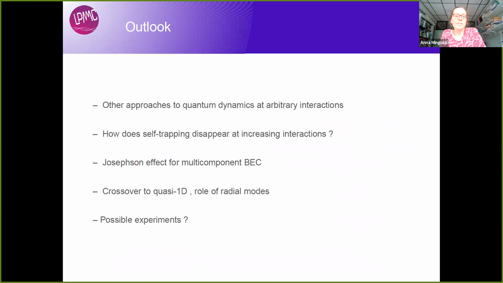We have seen, first of all, that there is a quantum impurity dynamics going on in the Josephson junction. And we have seen only the simplest one, but maybe after this workshop, we should go back and see what other types of quantum impurity dynamics could be implementable in our Josephson junction setup. Also, we have not studied, but clearly the self-trapping oscillation disappears at increasing interaction in the two-wire geometry. So it would be interesting to understand why and when this happens. We could go to multi-component systems, also take into account higher excited modes, which is probably relevant for experiments. And of course, we would be very happy if any of you can see it experimentally at some point.